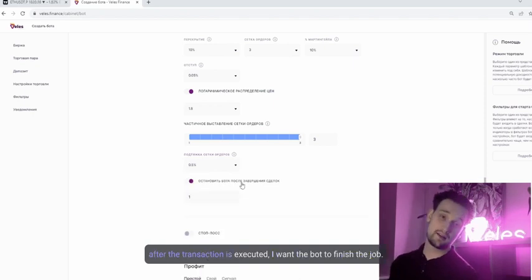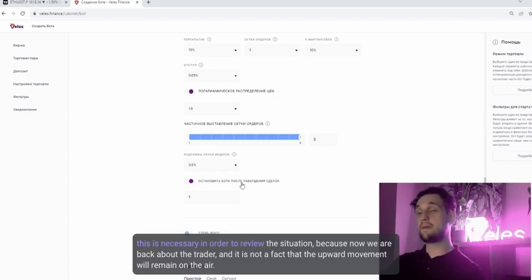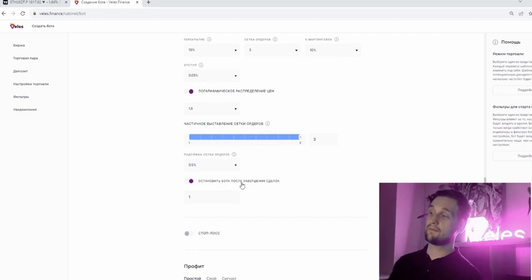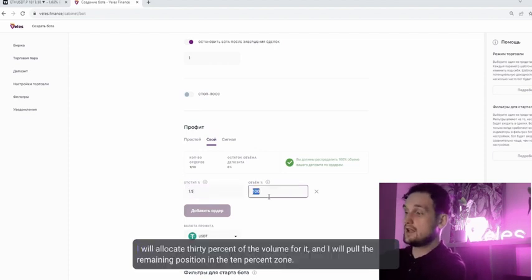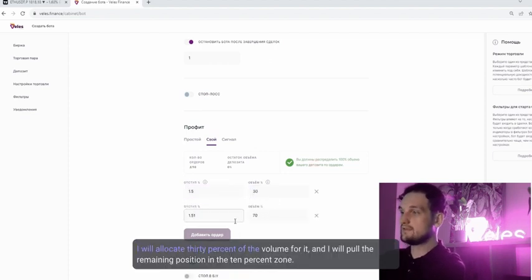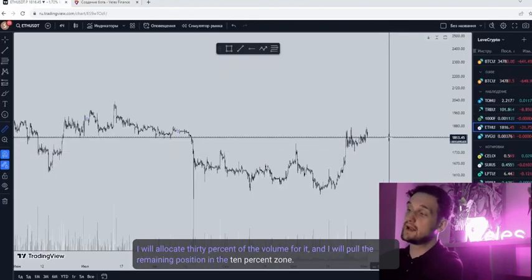After the transaction is executed, I want the bot to finish the job. This is necessary in order to review the situation, because now we are back about the trader, and it is not a fact that the upward movement will remain on the air. For profit, I will spread the grid, using an anchor order of 1.5%. I will allocate 30% of the volume for it, and I will pull the remaining position in the 10% zone.